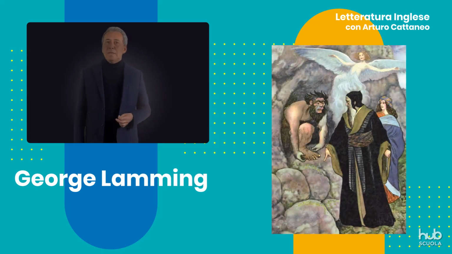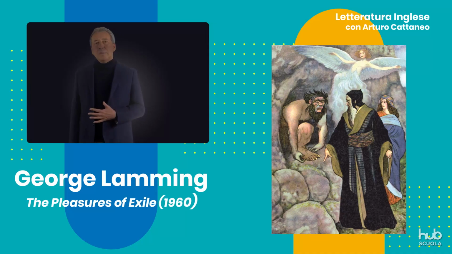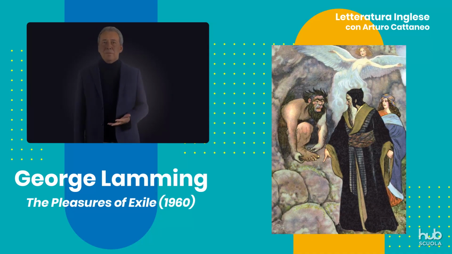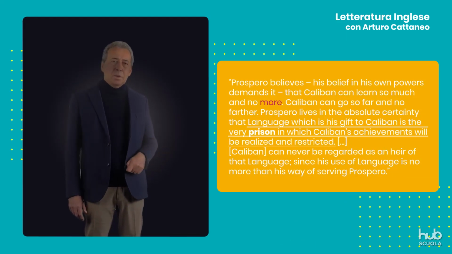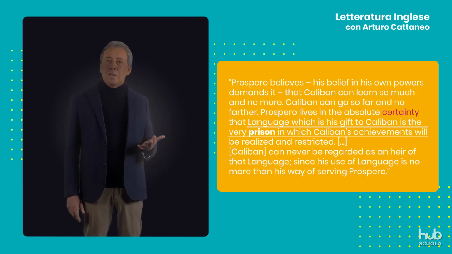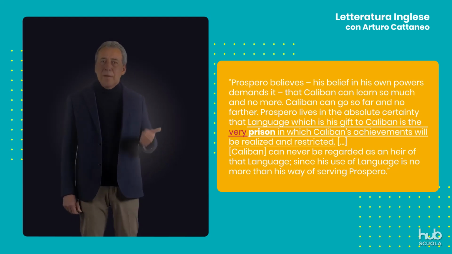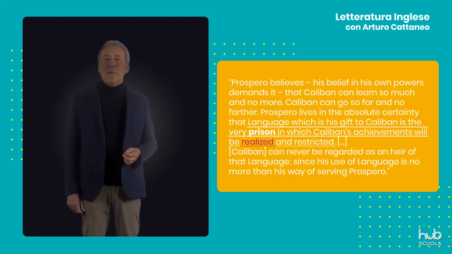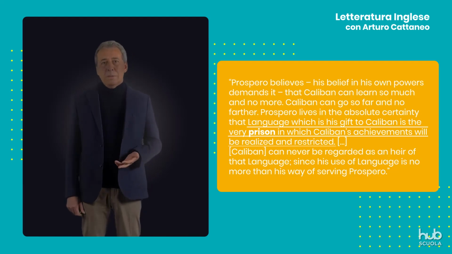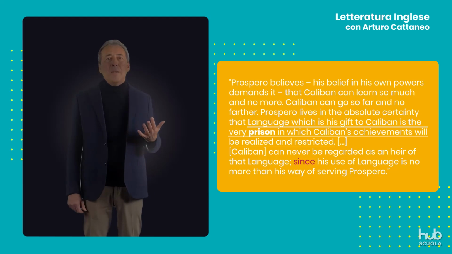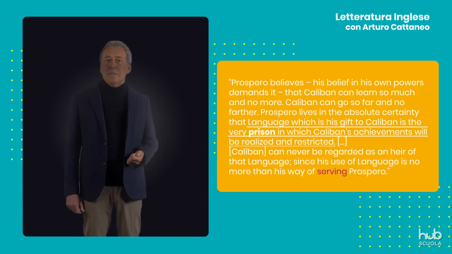He identifies with Caliban in an opposite way by accusing Prospero of making Caliban a slave and the English language the prison in which Caliban is enclosed. Prospero believes that Caliban can learn so much and no more. Caliban can go so far and no farther. Prospero lives in the absolute certainty that language, which is his gift to Caliban, is the very prison in which Caliban's achievements will be realized and restricted. Why restricted? Because he will never be as good as Prospero in speaking English, in this case, or any other European language imposed by the colonial masters, since his use of language is no more than his way of serving Prospero.